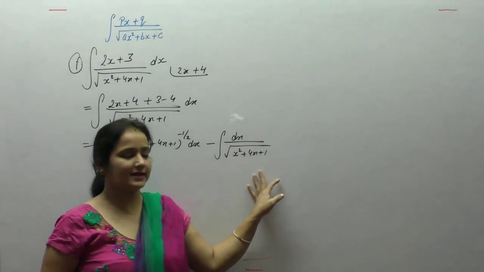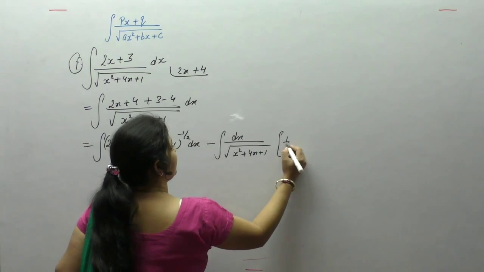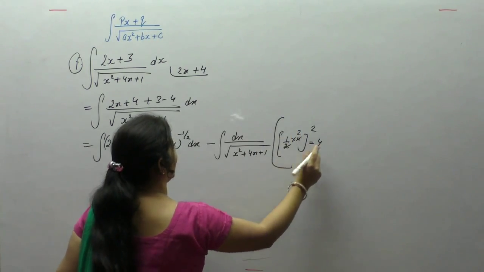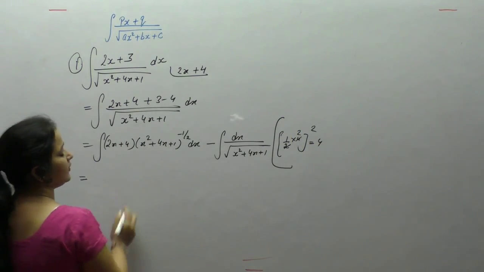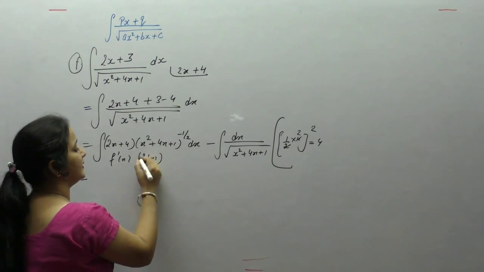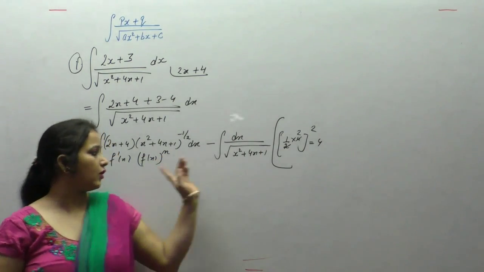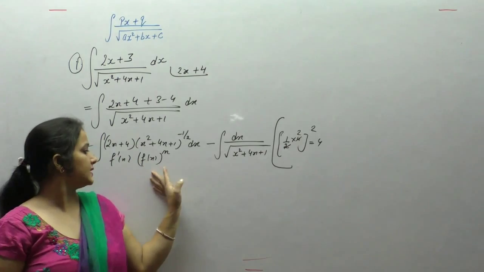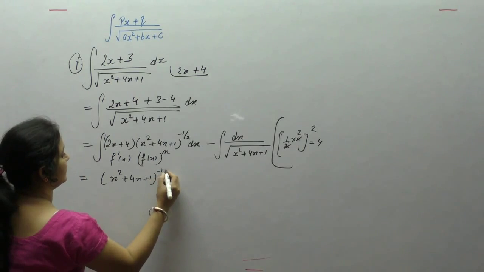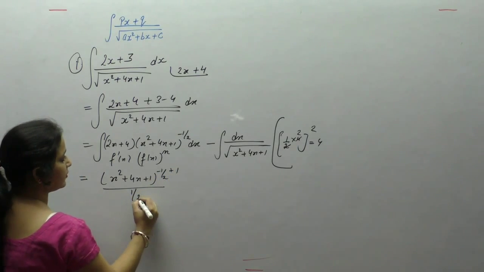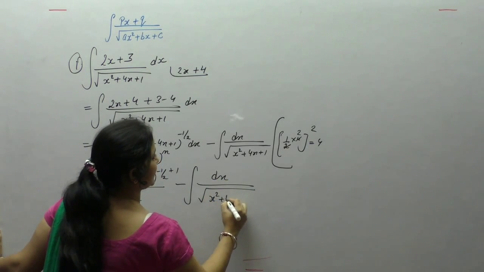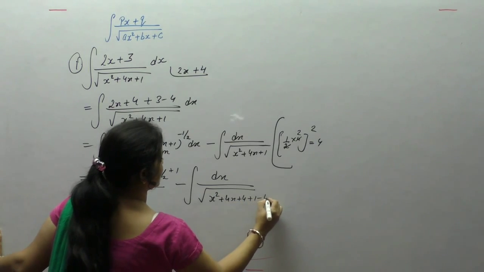Here we will complete the square. Half the coefficient of x, whole square. 2 square is 4, we will add and subtract 4. Here we will apply the formula. This is f dash x and this is f of x power n. What is the formula for integral of f dash x into f x power n? It is f x power n plus 1 upon n plus 1, minus half plus 1 is half. Complete the square: dx upon x square plus 4x plus 4 plus 1 minus 4.